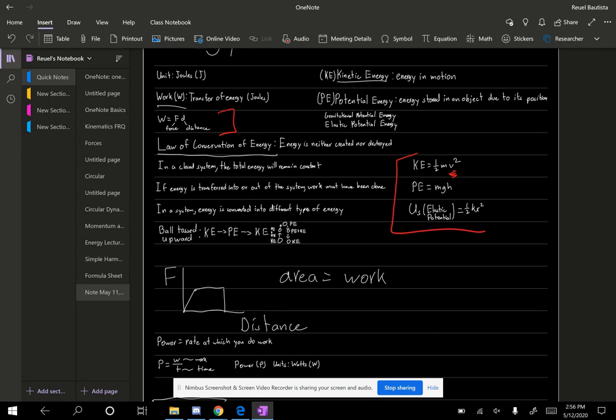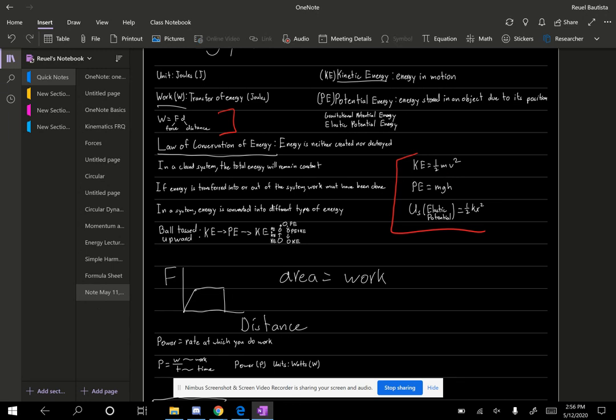So let's say your mass and velocity both go up by twice. Mass goes up by 2, velocity goes up by 2. Velocity is going to have much more of an effect in increasing the kinetic energy because of the square, right? It's just how math works.